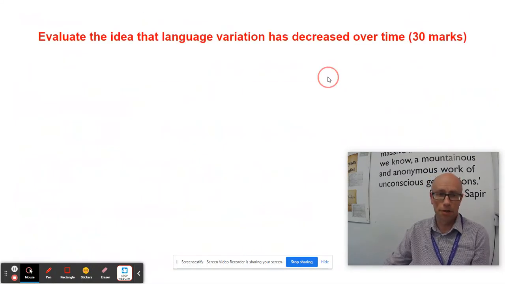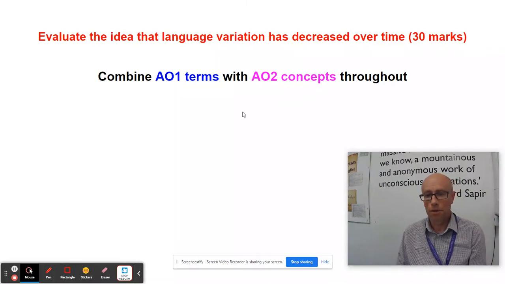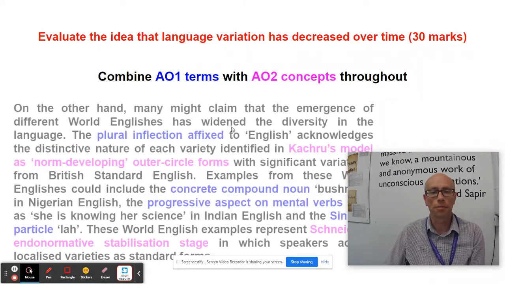Here's my third piece of advice. Combine AO1 terms with AO2 concepts throughout. Because at the end of the day, that's what you're being asked. AO1 and AO2. AO1, remember, means how cohesive is your written expression and what key terms are you using. AO2 is about the concepts and the theories.